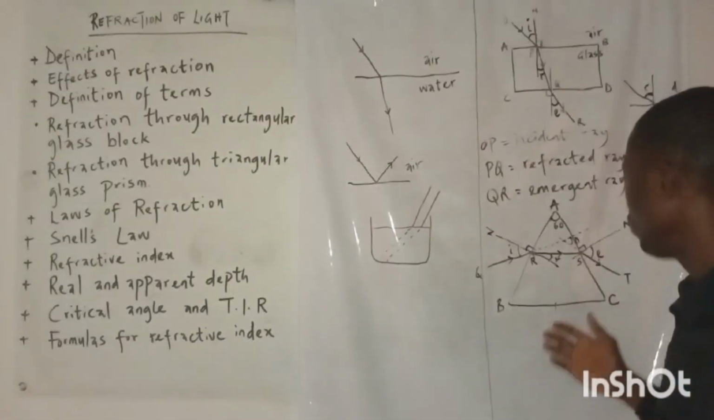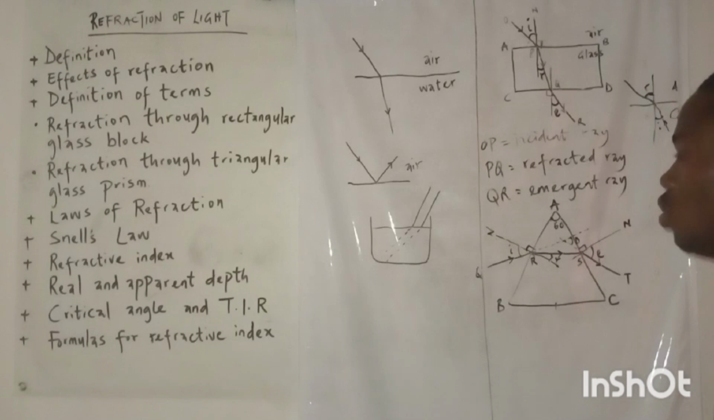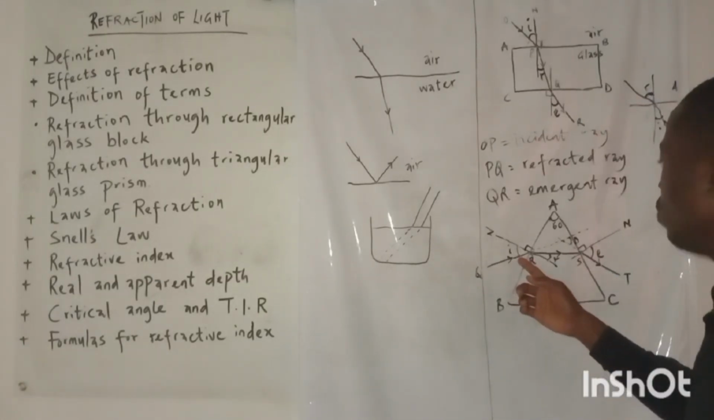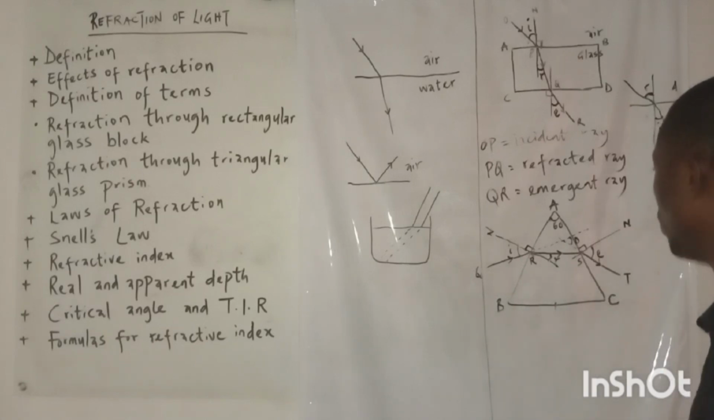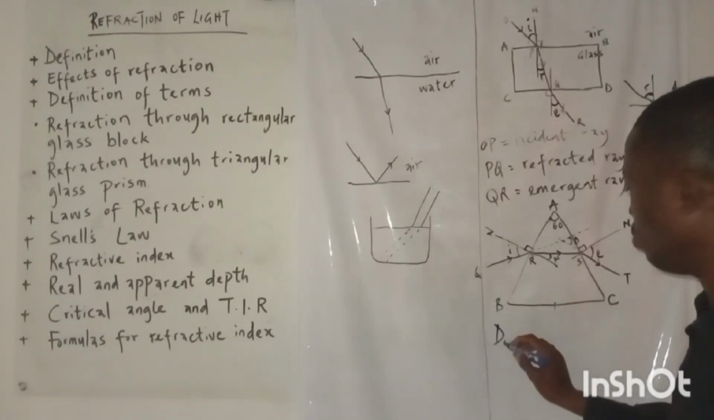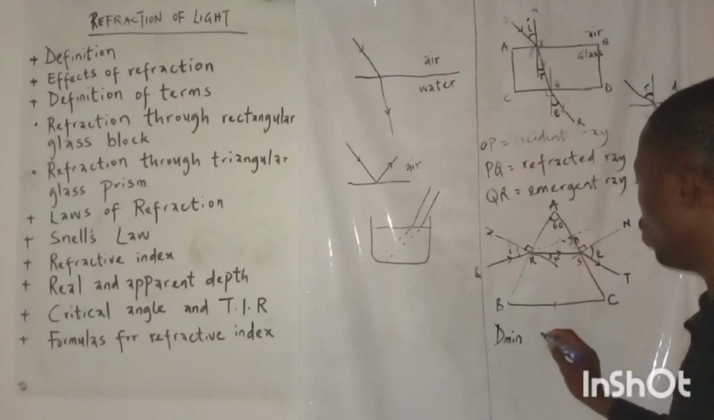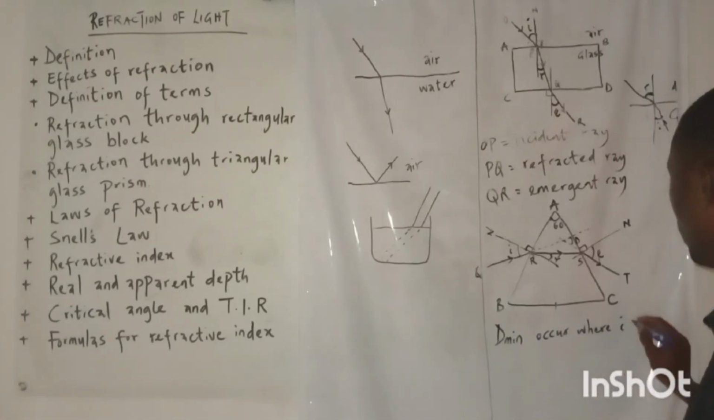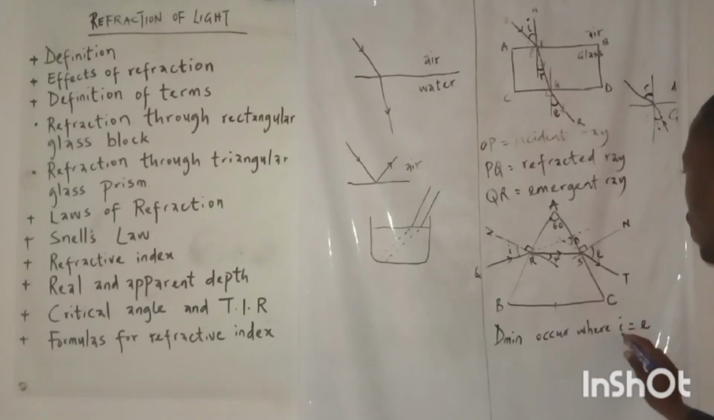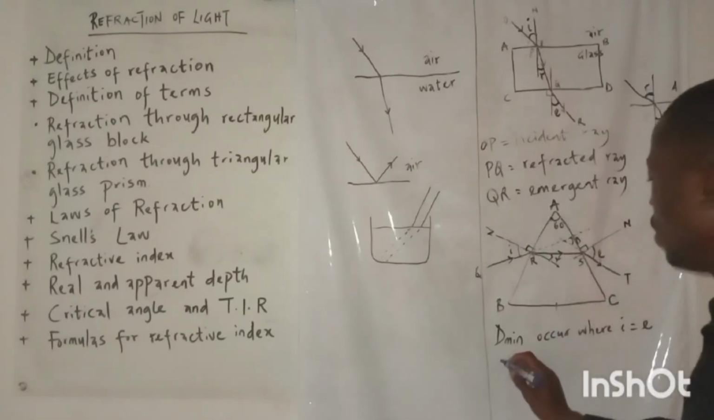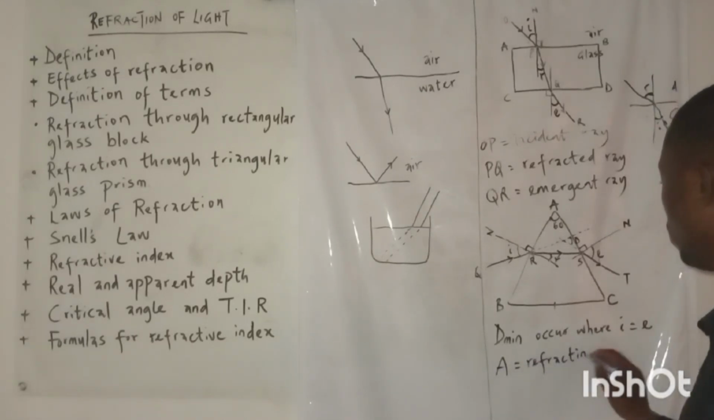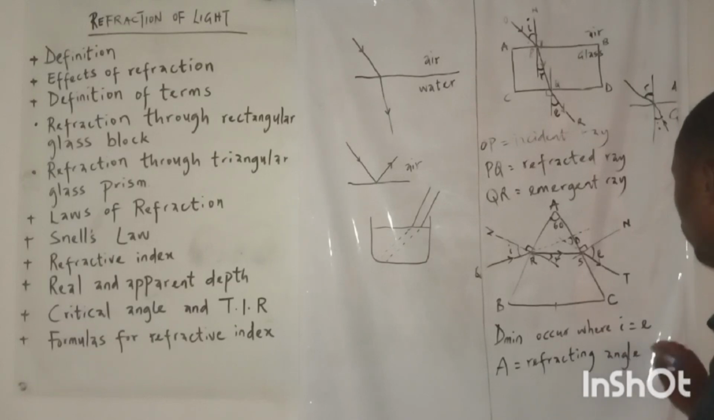And the angle of deviation gets a minimum value when the angle of incidence is equal to the angle of emergence. So D minimum, the minimum deviation, will occur where I is equal to E, where the angle of incidence is equal to the angle of emergence. Then also A is equal to the refracting angle of the prism.